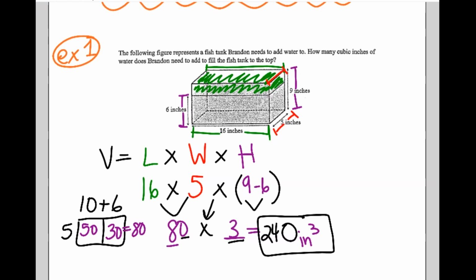So we have the rest of the water filled in. If it said how much did he already fill in, then we would do the 16 times the 5 times the 6, because that's what is already filled in. But instead we had to do the 16 times 5 times 3, because we wanted the part that was missing, the part that was not filled in yet. And we got 240 cubic inches. All right, let's go to example number 2.